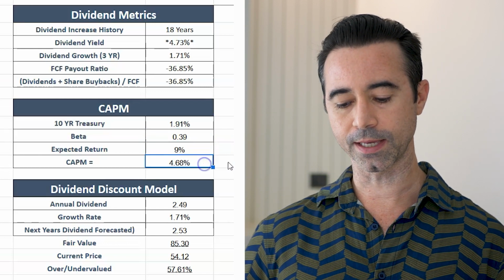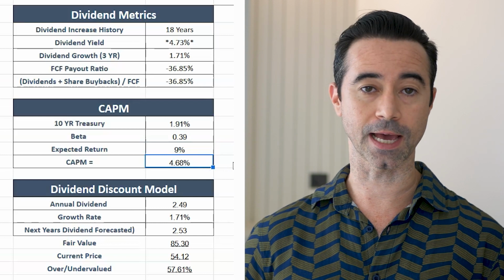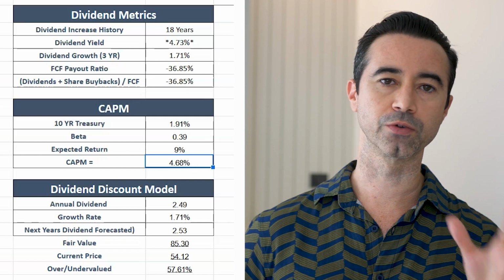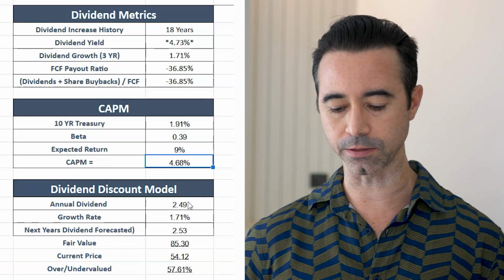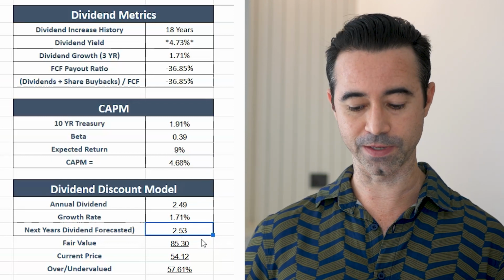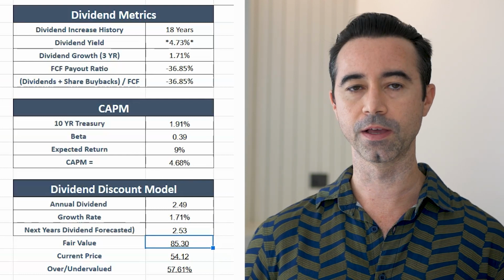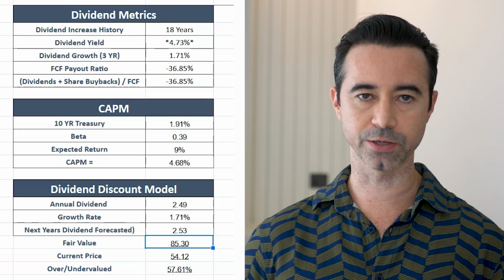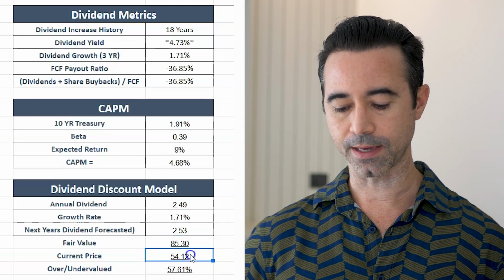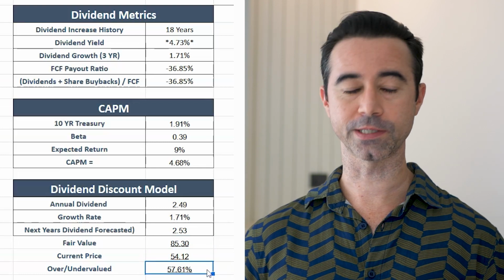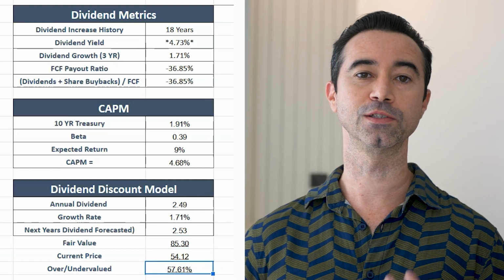And then what we get is CAPM, the capital asset pricing model, of 4.68%. We run that through the dividend discount model, and it gives us a fair value for the stock. This gives us a fair value of 85.30 for Verizon. The current price is 54.12, and this gives us 57.61% that Verizon is undervalued.